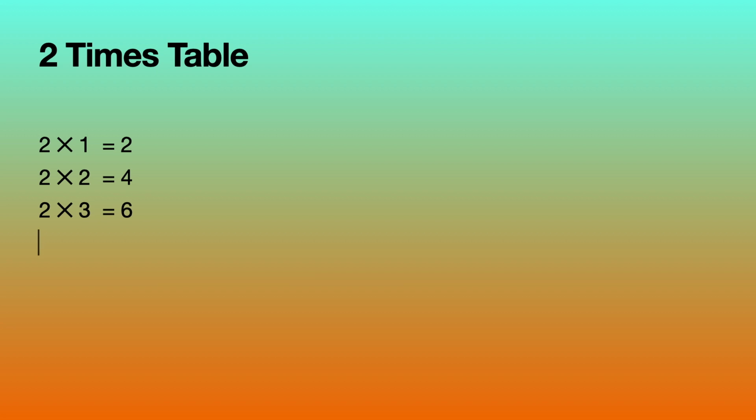Let's recap. 2 times 1 is 2. 2 times 2 is 4. 2 times 3 is 6. 2 times 4 is 8. 2 times 5 is 10. 2 times 6 is 12.